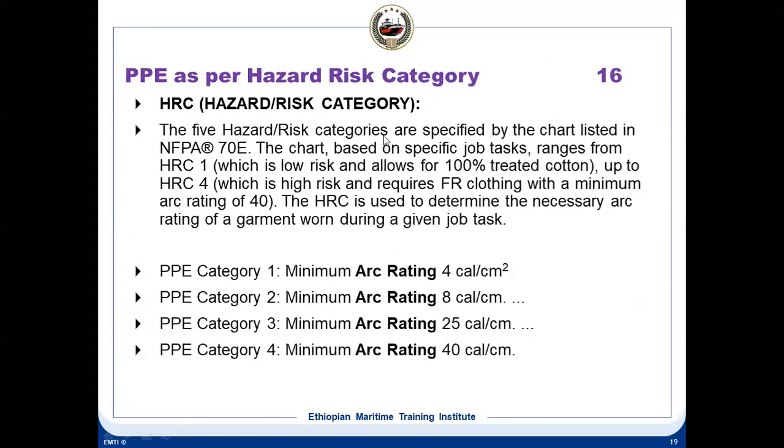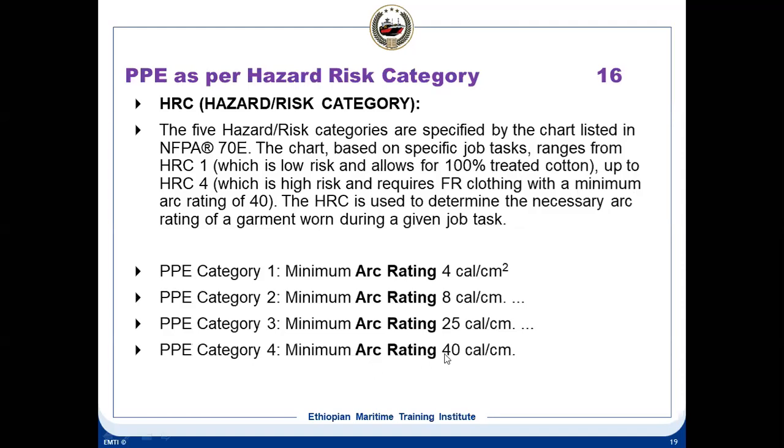So the hazard risk categories are specified by the chart listed in NFPA 70E. The chart, based on specific job tasks, ranges from hazard risk categories 1 to 4. HRC is used to determine the necessary arc rating of the garment worn during a given job. So what is the importance of this hazard risk category? That will decide the arc rating of the garment you are going to wear for a given job.